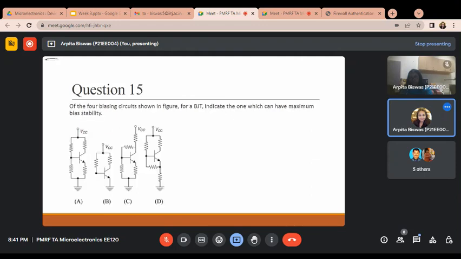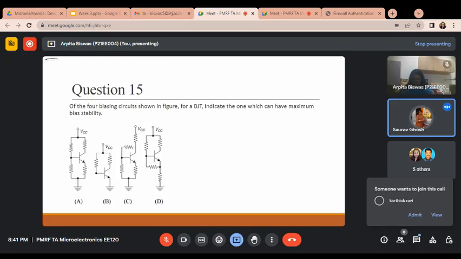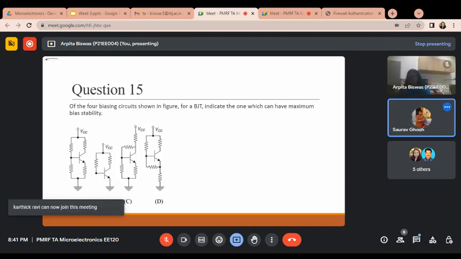Yes, ma'am. So now tell me what is the right answer: of these 4 biasing circuits shown in the figure for BJT, indicate which one can have the maximum bias stability. Ma'am, option A will be the right answer because option A is the voltage divider bias or the self bias. We note that in the voltage divider bias, we have the stability as 1, so it is the most stable design.